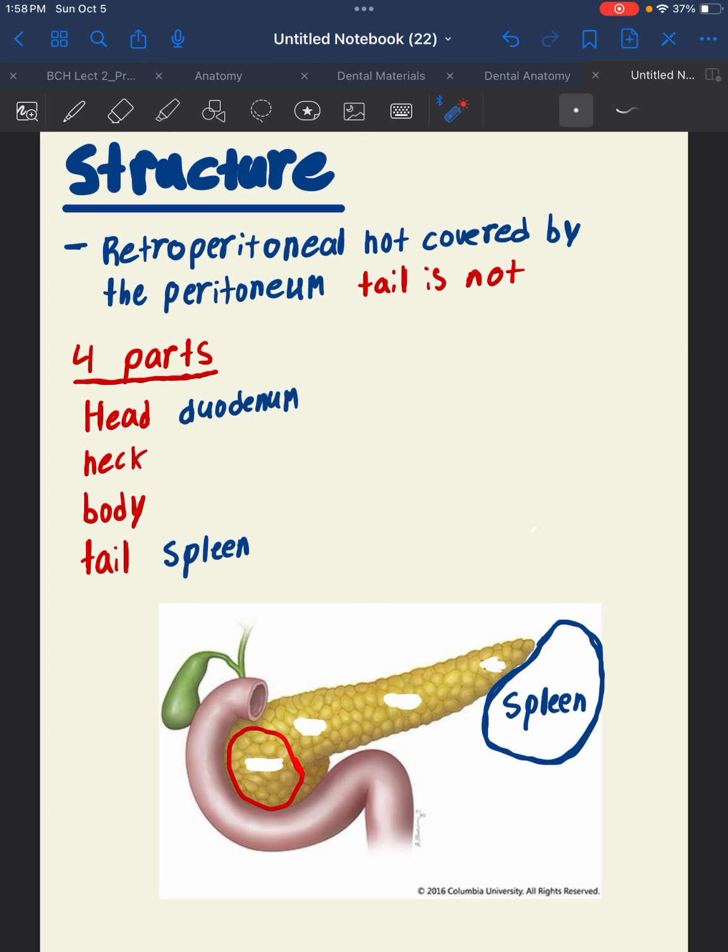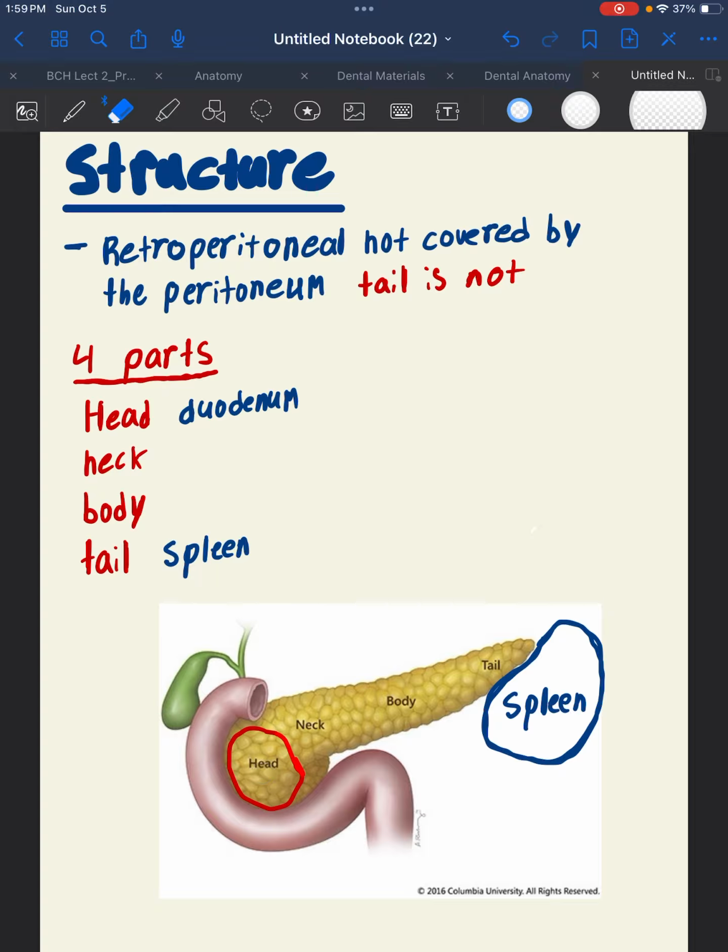What's circled in red here, let me erase this for you, is the head. Then you're going to have the neck. Then you're going to have the body. And then you're going to have the tail. The tail is what touches the spleen, and the head is what touches the actual descending duodenum.